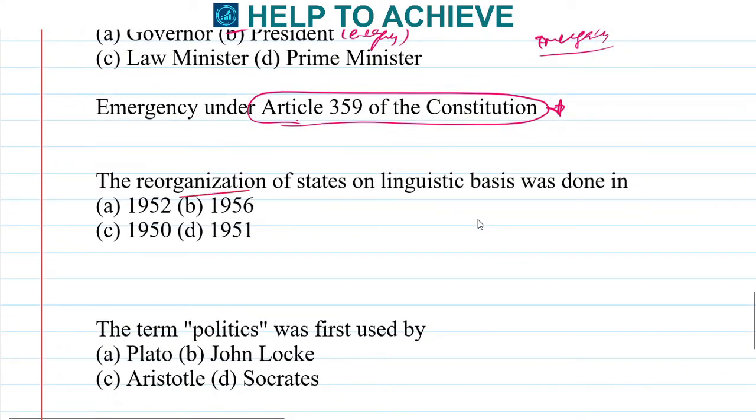Next, the reorganization of states on a linguistic basis was done in the year 1956. Some of the states like Tamil Nadu, Andhra Pradesh, and some others were formed in the year 1956. This separation happened on a linguistic basis, on the basis of the language that the majority of the people speak. So the correct answer is 1956.